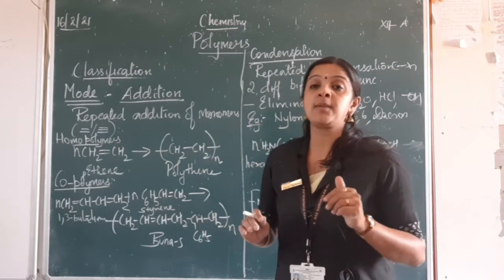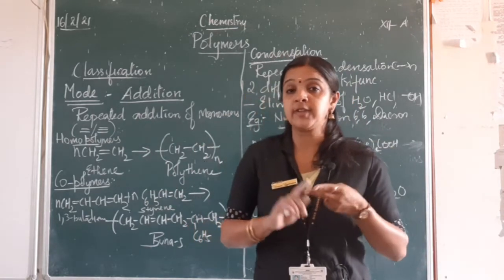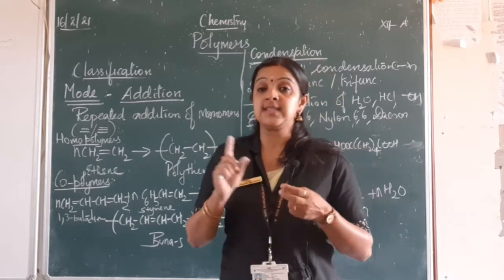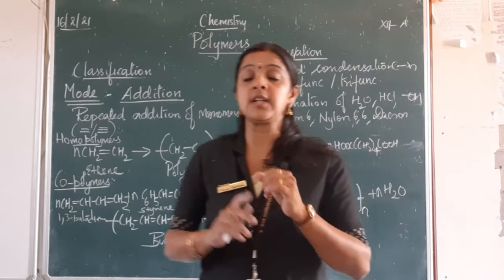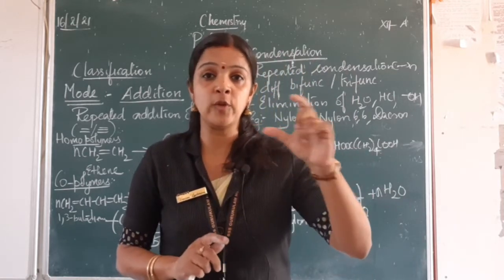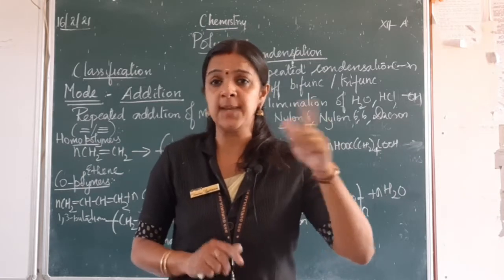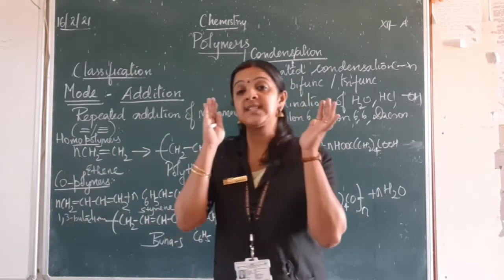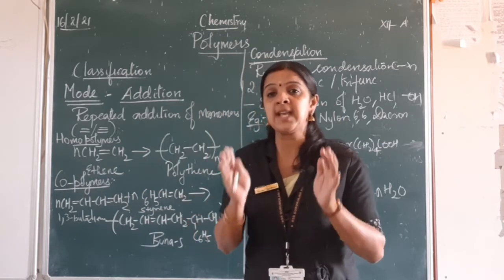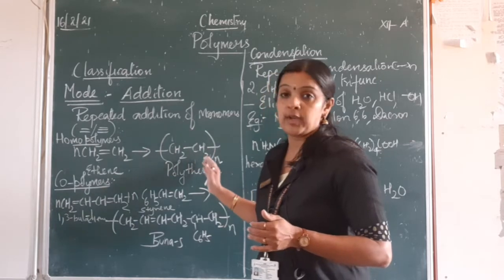Now, addition polymerization can be broadly classified into two types. First one is a copolymer, second one is a homopolymer. Homo, we have learnt homophones in English. Homo means same, homogeneous, same. So, homopolymer means where the monomer unit is a single monomer, the same monomer gets added again and again to give a polymer.